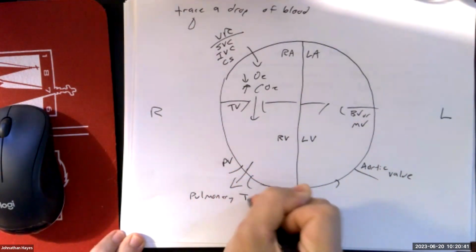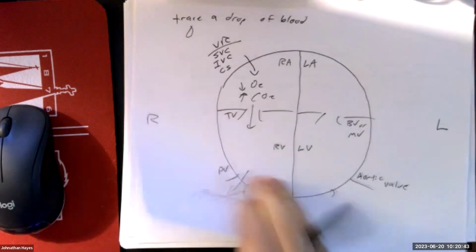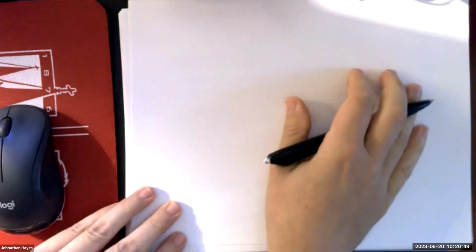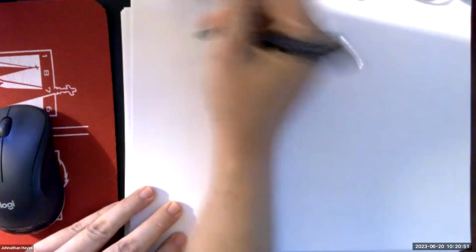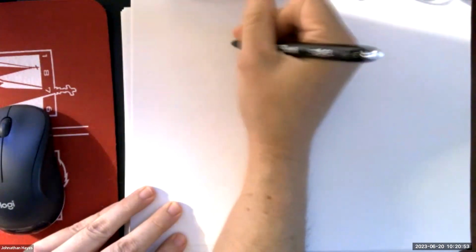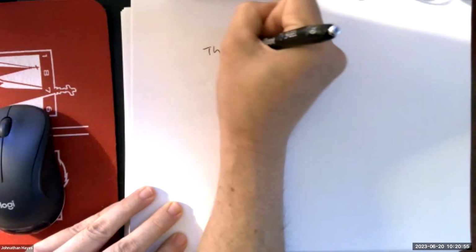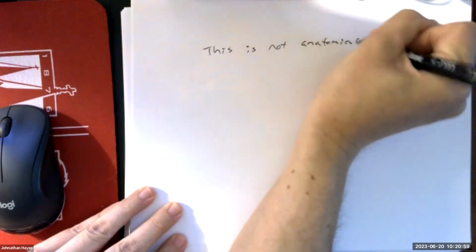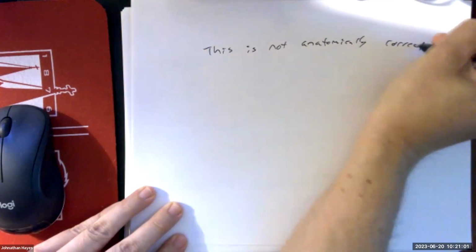And the pulmonary trunk. Let's pretend, again, we're not trying to draw something anatomically correct here. So let me just put a little disclaimer on here. This is not anatomically correct. Okay.